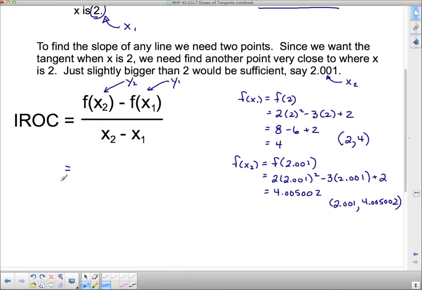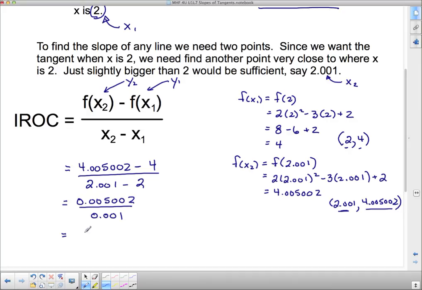Now those two points are very close to being the same point, which is good because a tangent is only at one point. So if I've got these two points that are so very, very close to being the same point, I should be able to approximate the slope of the tangent. Now the key word here is approximate. So I'm going to plug these in. My f at x2 minus f at x1 is going to be 4.005002 minus 4, divided by 2.001 minus 2.